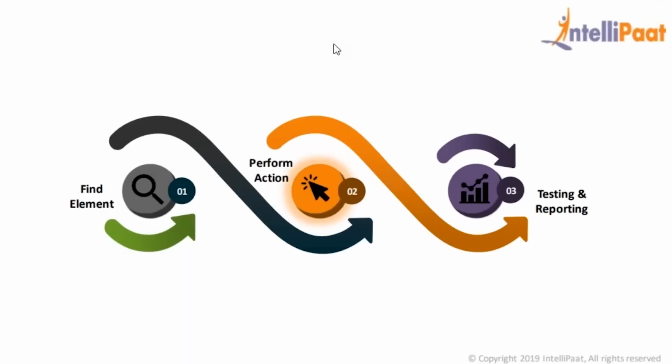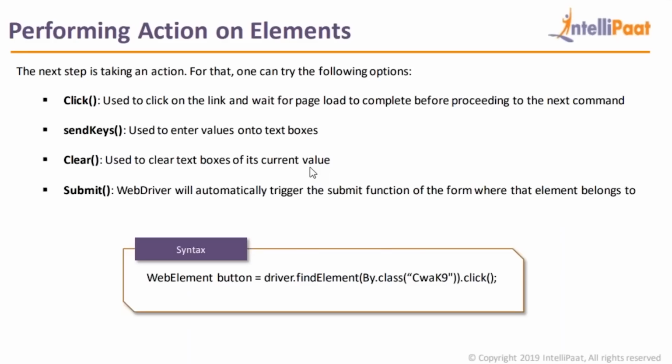Next step is to perform an action. Now that we have understood how to find an element on a browser, let's go ahead and perform an action on that particular element. Performing an action could be either you want to click on that element or you would want to write something in that element, right? So if you have to click, the function for that is click.